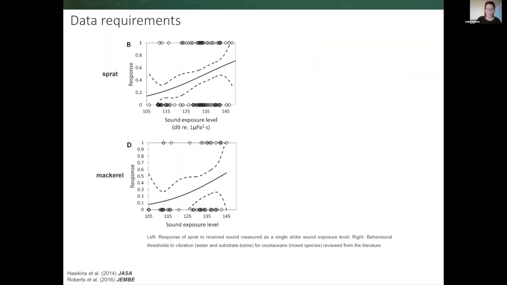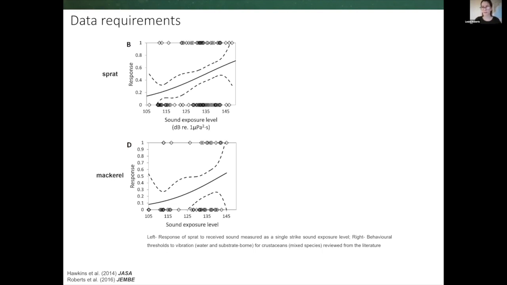So responses will vary according to all of those factors I've mentioned previously, but what do we actually need to know? Well, our ideal output is knowing the dose of sound or vibration that elicits a particular response. So on the left here, I've put two dose response curves, one for sprat and one for mackerel. On the y-axis, this is probability of response, and on the x-axis is sound exposure level. So essentially, this tells you the dose of sound that the animal will respond to.